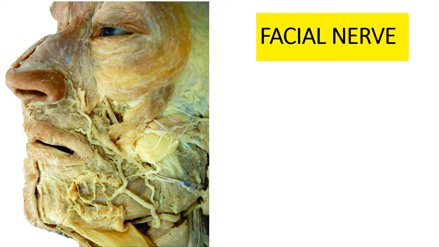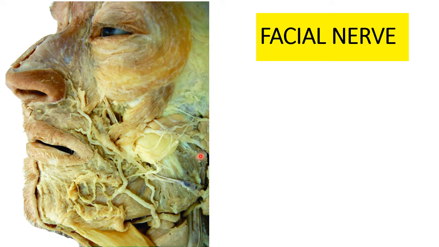Next, the facial nerve. How to identify the facial nerve? If you look at the emerging of the facial nerve into the face, actually it is the seventh cranial nerve. It is coming outside through the stylomastoid foramen. Then after that it is piercing the parotid gland.